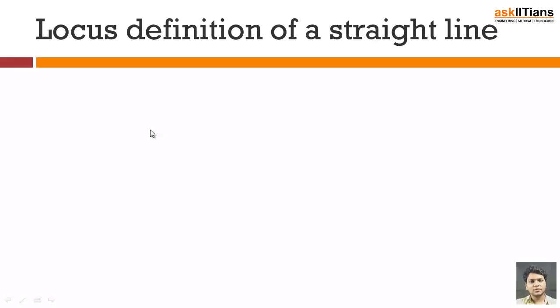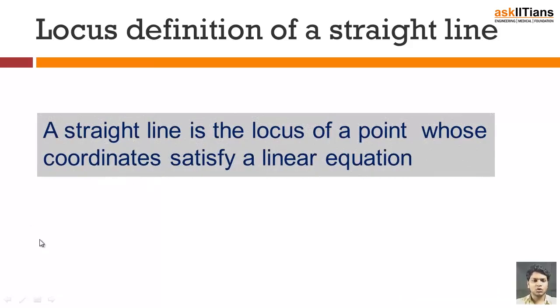So let us start with the locus definition of straight line. How do we define straight line in terms of locus? A straight line is the locus of a point whose coordinates satisfy a linear equation. So let us try to understand it mathematically.